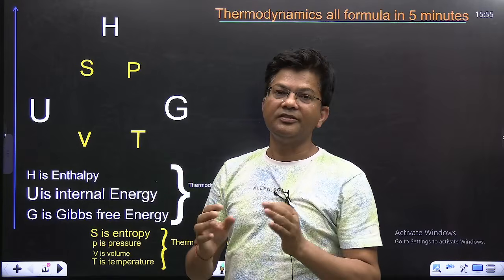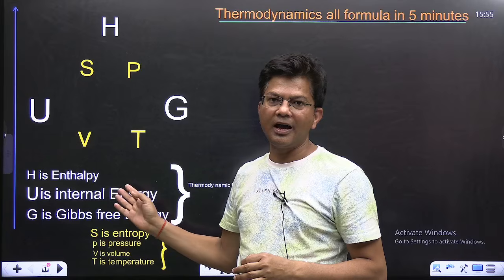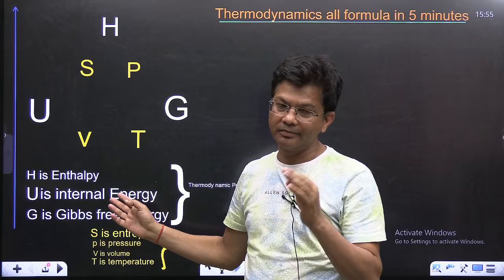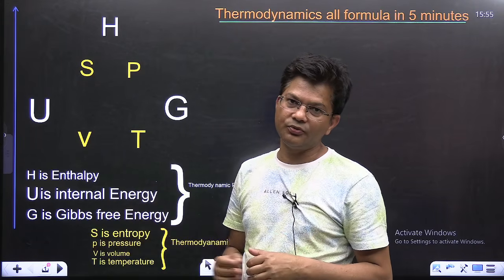Very good. These are three thermodynamic potentials as they are having their meanings. H for enthalpy, U for energy. In place of U, it can be E also. And G gives free energy.